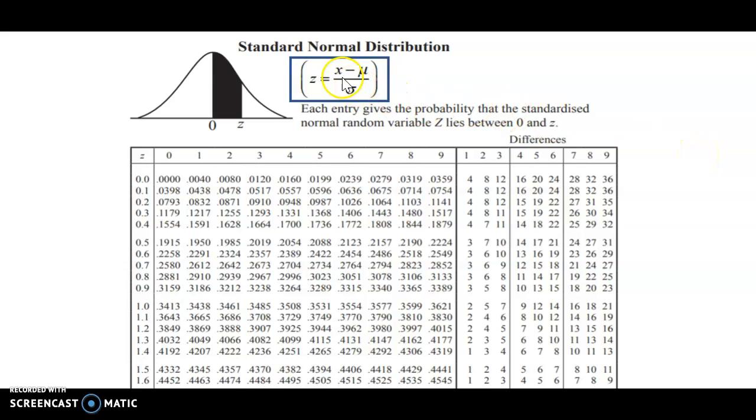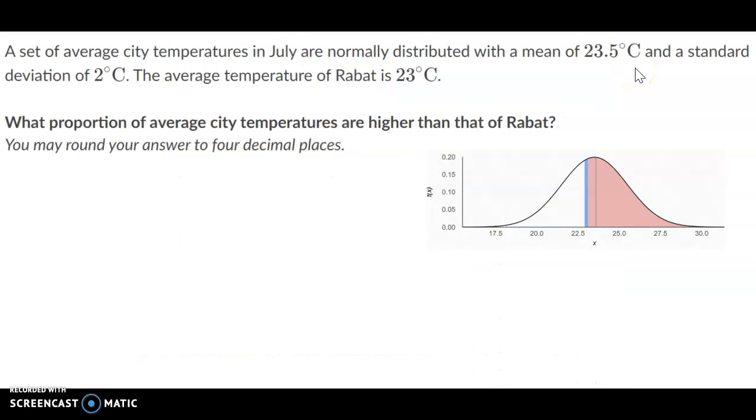Z equals (x minus mu) divided by sigma. X is the value that you're taking. Actually, I'm just going to start with the question. So we've got the formula here. This is the question we're doing. X is the value that we're looking for, like part of the question. This is 23 in this case, minus the mean, mu, which is 23.5, divided by the standard deviation, which in this case is 2. So we'll put in our numbers, and that's what it looks like.